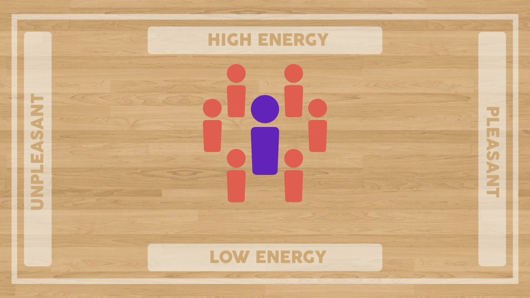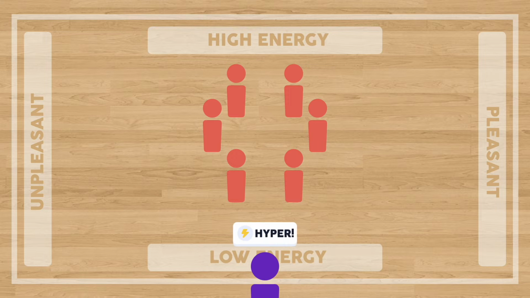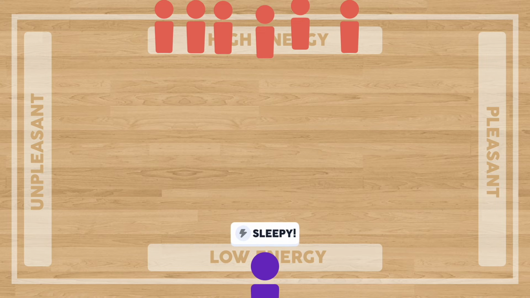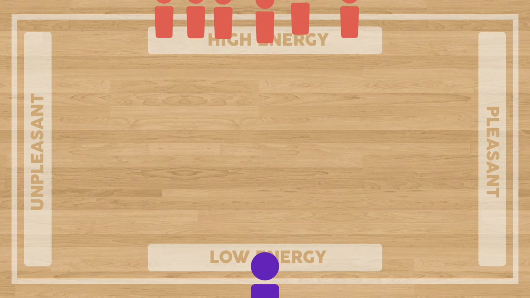Once the class has learned about the energy scale, the teacher will resume play. However, just like before, this time the teacher will call out an emotion. When they do so, students need to react and run to either the high energy or low energy side of the playing area based on where they believe that emotion will fall on that energy scale.